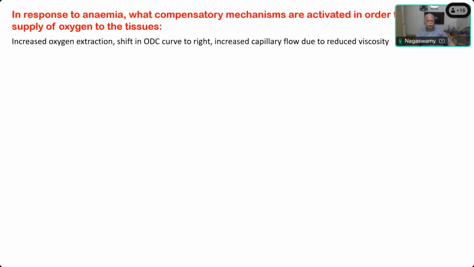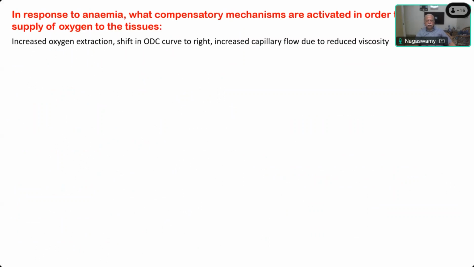See, when the oxygen carrying capacity is reduced, the capillary flow remains for a longer time so that the tissues can extract as much oxygen as possible within the circulation time. So there is an increased oxygen extraction. The second thing is the ODC curve, when it is shifted to the right, the hemoglobin releases the oxygen much faster compared to normal hemoglobin. So the tissues are avidly taking the oxygen, the hemoglobin is ready to release it, and there is an increased capillary flow due to reduced viscosity.